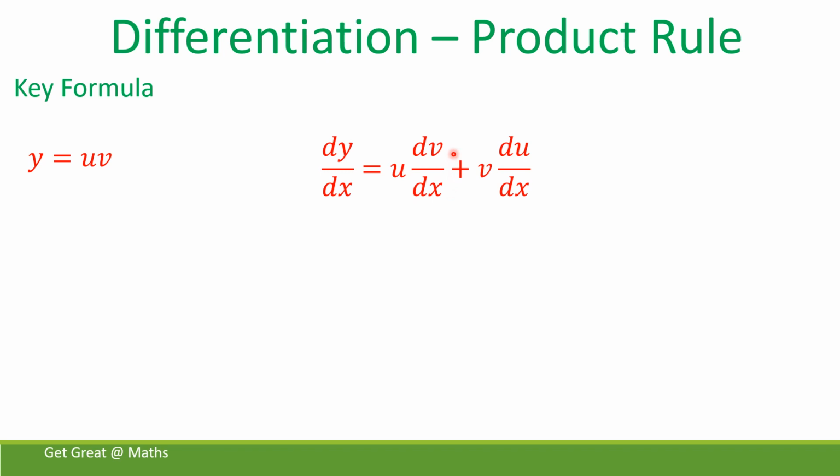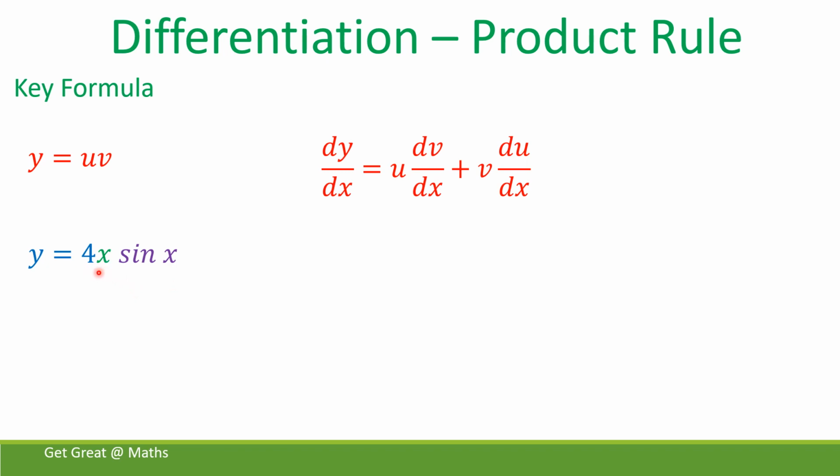So the second term is v, so the differential of the second term is dv by dx, plus the second term, which is v, times by the differential of the first term, which is du by dx. And that's how we say it. So we say it's the first times the differential of the second plus the second times the differential of the first. So use an example here.